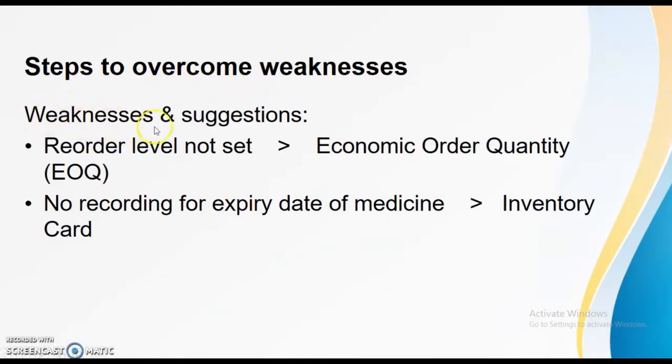Next, the steps to overcome weaknesses. Our weakness is that the reorder level is not set, so we suggest that we use the EOQ, that is economic order quantity, to determine the optimum quantity to order. Next, we have no recording of the expiry date of medicine, and the suggestion given is to have an inventory card to record the expiry date of medicine.